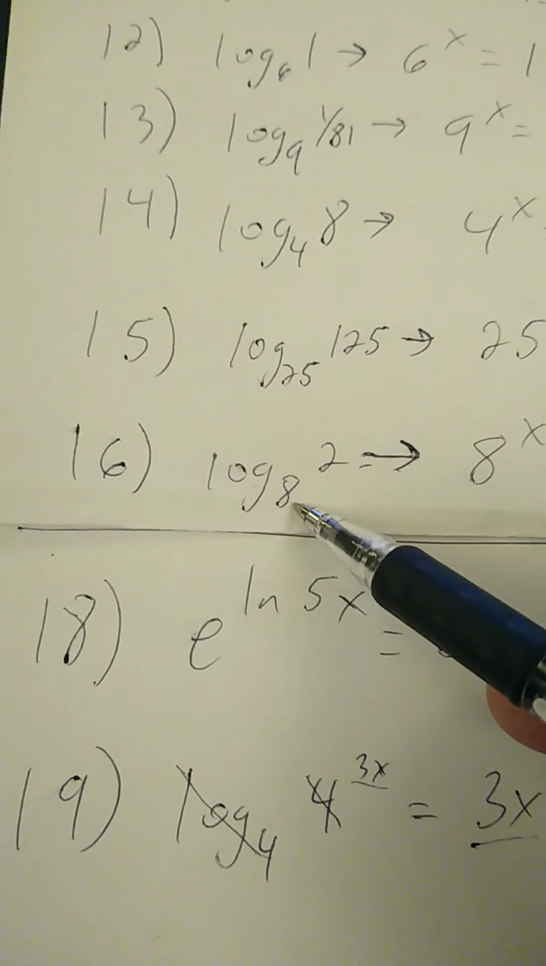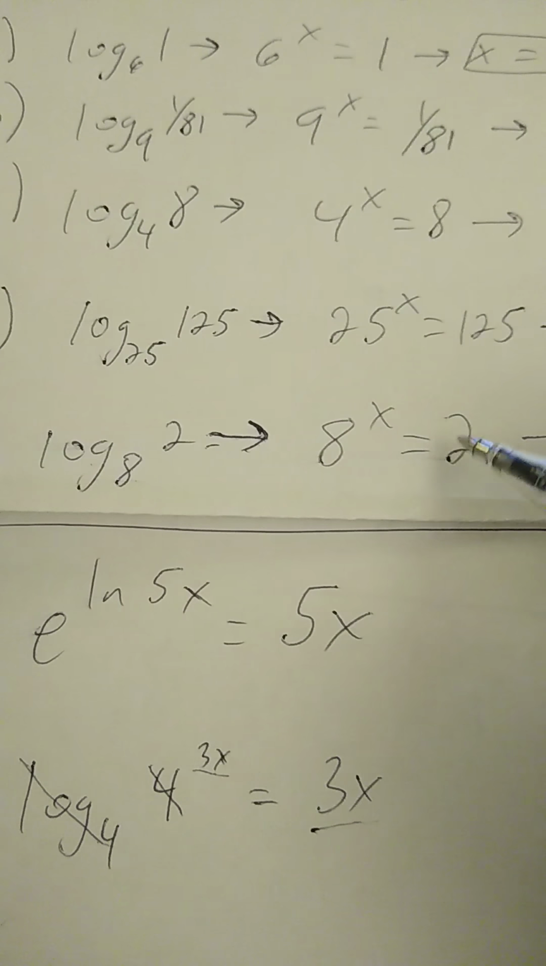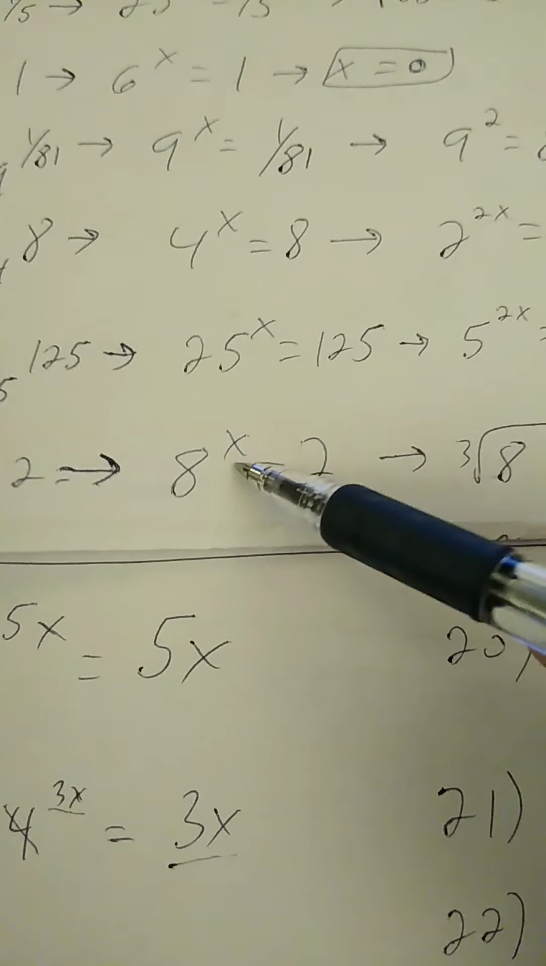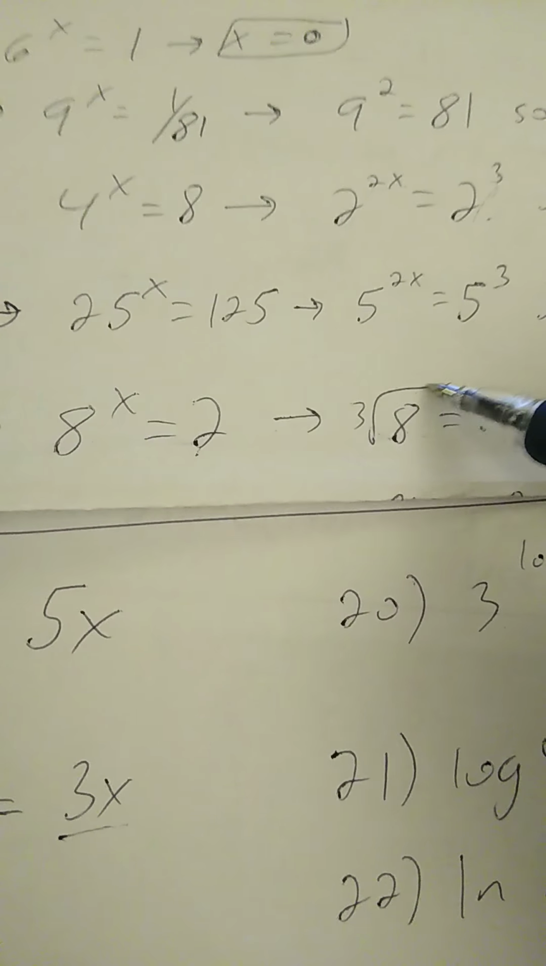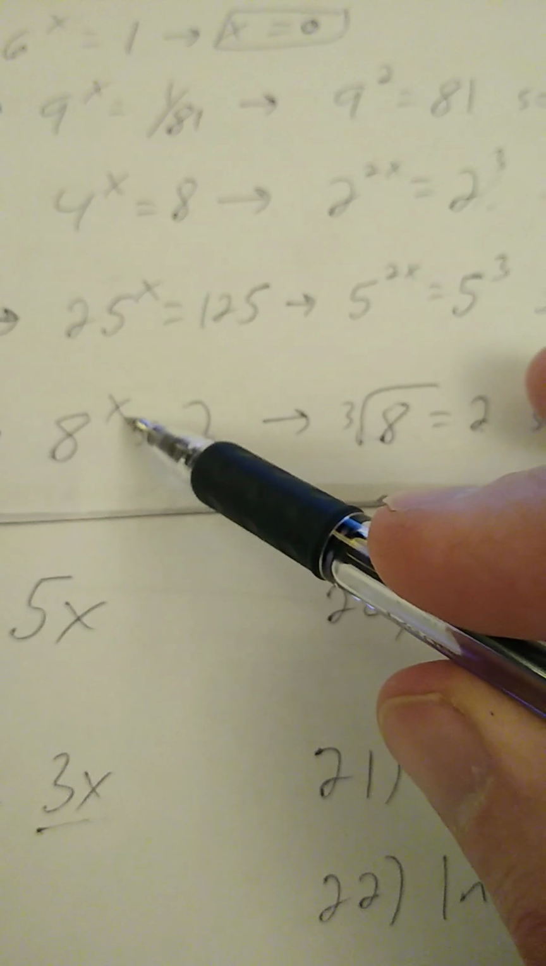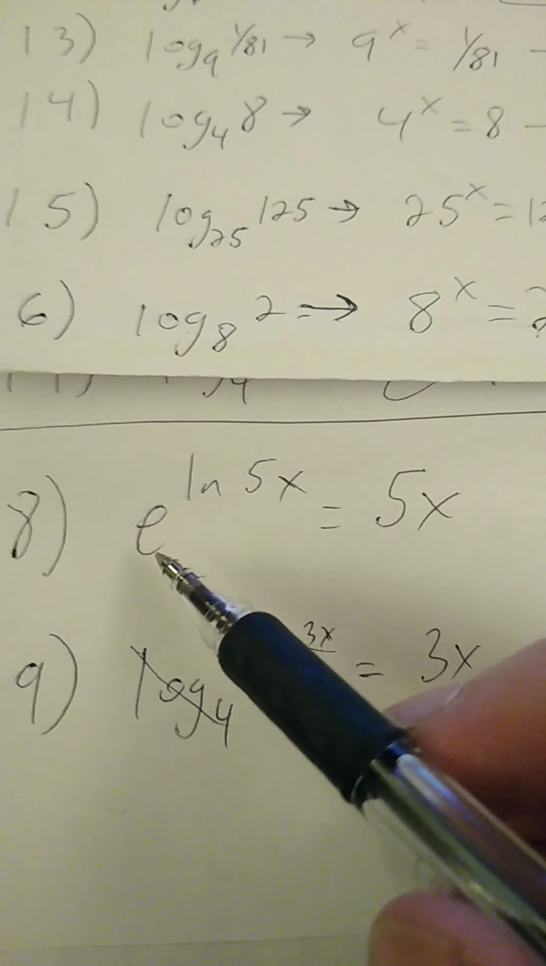Let's jump down to this one. Log base 8 of 2. That means 8 is raised to some power equals 2. Now, I know the cubed root of 8 is 2. So how do I write a cubed root as an exponent? The missing exponent for a cubed root would be 1/3. And the next few are just properties.